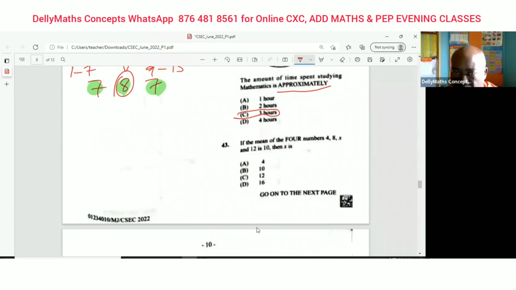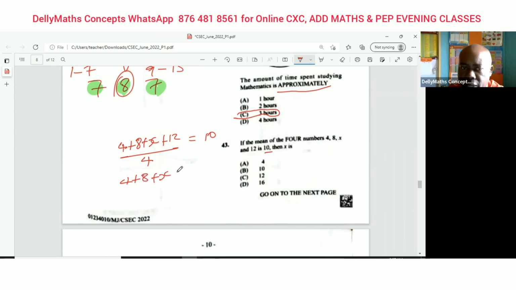43. If the mean of 4 numbers, 4 plus 8 plus x plus 12, when you divide this by 4, they're telling us that the answer is 10. So basically, set it up. This is how you find the mean. Then we're going to multiply both sides by 4. So 4 plus x plus 8 plus 12 is 40. So all we need to do is add up these numbers. 4 plus 8 plus 12 is 24. So x is equal to 40 minus 24, and the answer is going to be 16.